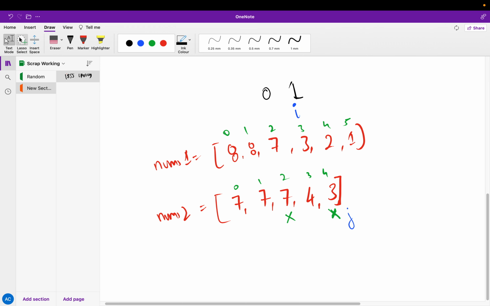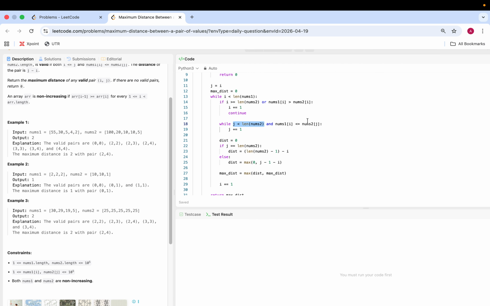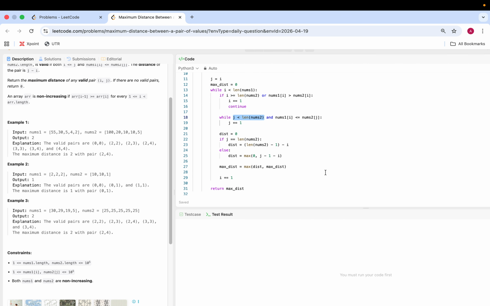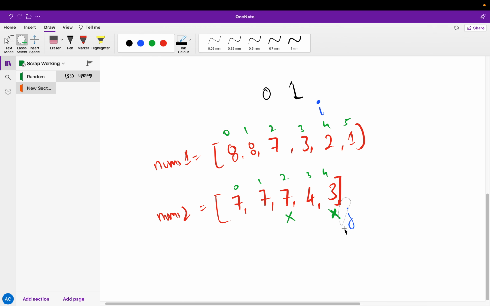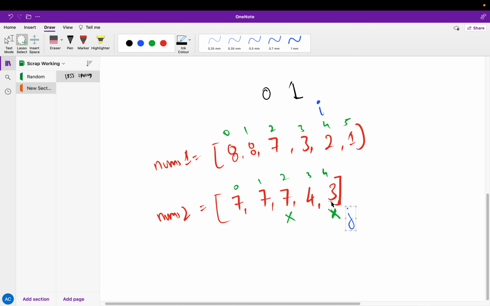Then, if we move I along, if it's an invalid index or the value at the corresponding value over here is too small, it's not. So j is already over here, so that's fine. Distance is 0. If distance is equal to length of nums, same thing. So we look at j minus 1, which is over here, 4 minus 4, so you get 0. And then I moves along again.